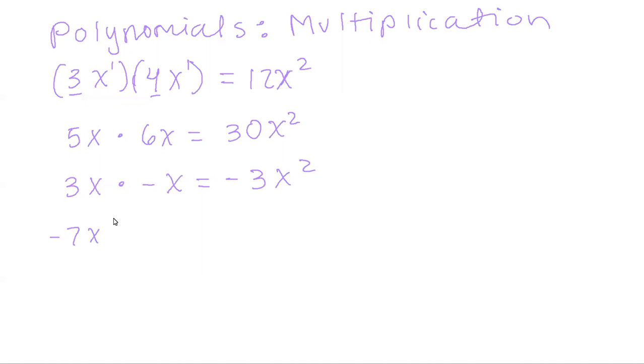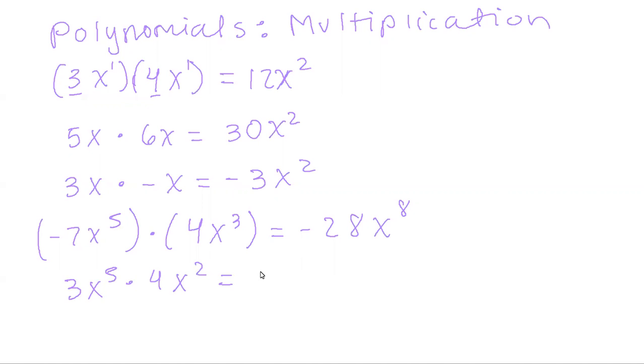Negative 7x to the 5th times 4x cubed is the same as, so negative 7 times 4 is negative 28. X to the 5th times x to the 3rd is x to the 8th. Okay, let's see what else we could do. 3x to the 5th times 4x squared. So that's 12x to the 7th.